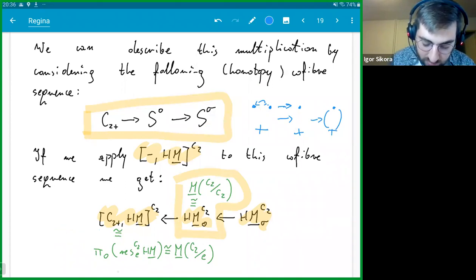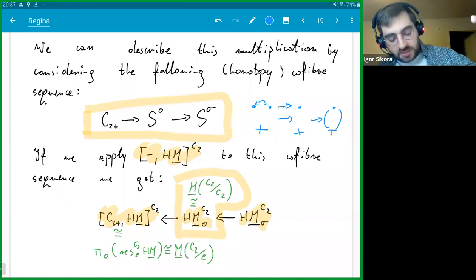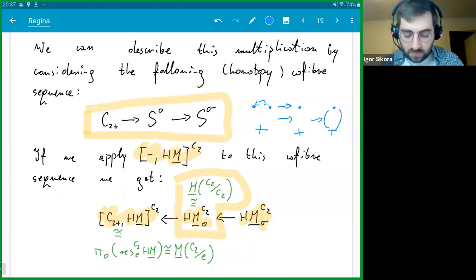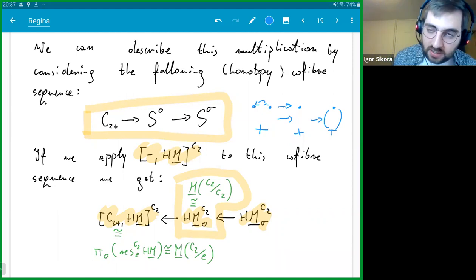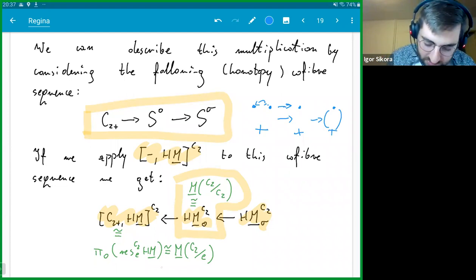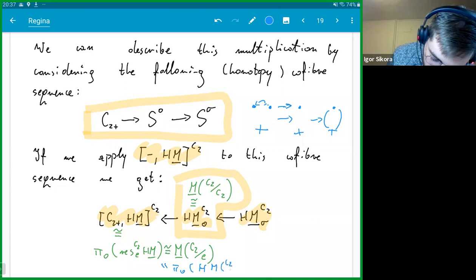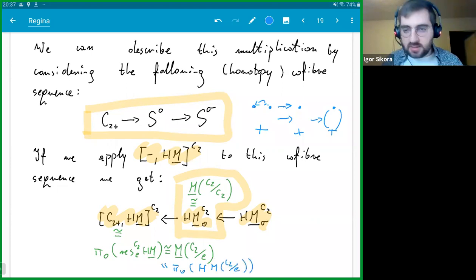This is actually pi0 of the restriction from C2 to E of the Eilenberg-MacLane spectrum, but the restriction of an Eilenberg-MacLane spectrum is the Eilenberg-MacLane spectrum itself. So this is the same thing as pi0 of HM, where M is the restriction of the Mackey functor from C2 to E. So this is now a non-equivariant Eilenberg-MacLane spectrum, and we know what pi0 of a non-equivariant Eilenberg-MacLane spectrum is.